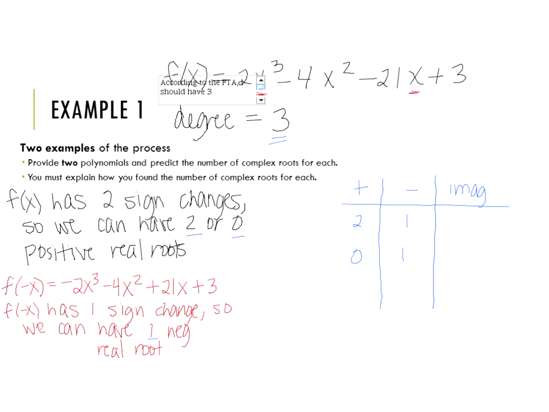So if it's this first option, 2 positive and 1 negative, how many imaginary would I have? Perfect. All right. The second option, if I have 0 positive and 1 negative, how many imaginary would I have there? 2. Perfect. And notice that's an even number, which is good because those come in conjugate pairs. All right, so that's it for our first example.